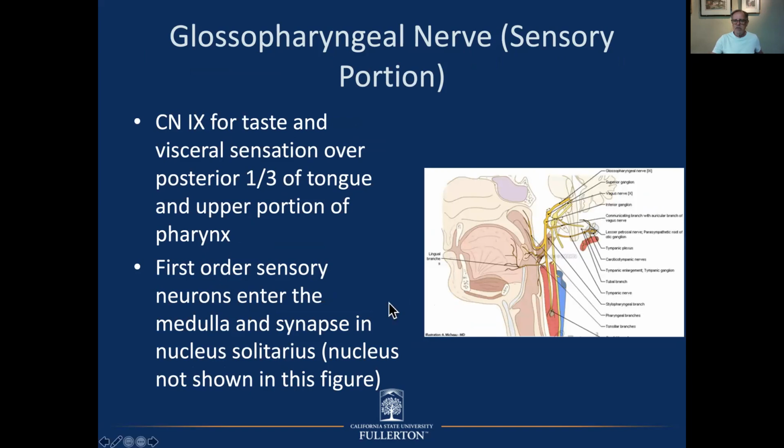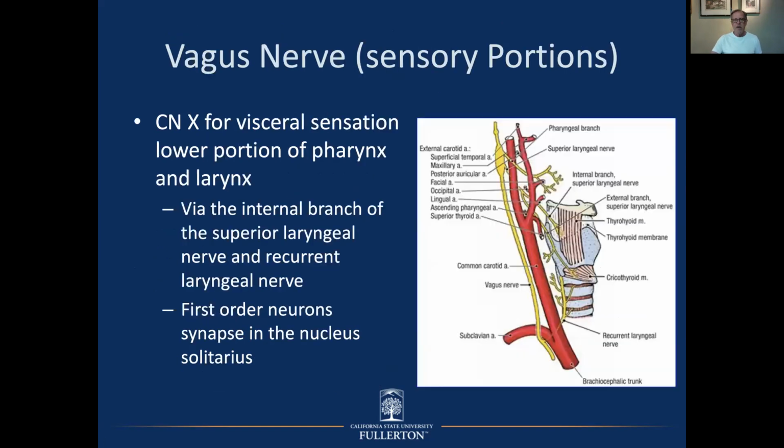Here it is, posterior third of the tongue, going back here and carrying information back to, if you look at this in detail, you can see it's the nucleus solitarius. And they form a synapse. We're not looking at the central pathways yet, but we will. And we test that basically by just touching the back of the throat, and you should get a gag reflex if this system is intact. And you would test the two sides.